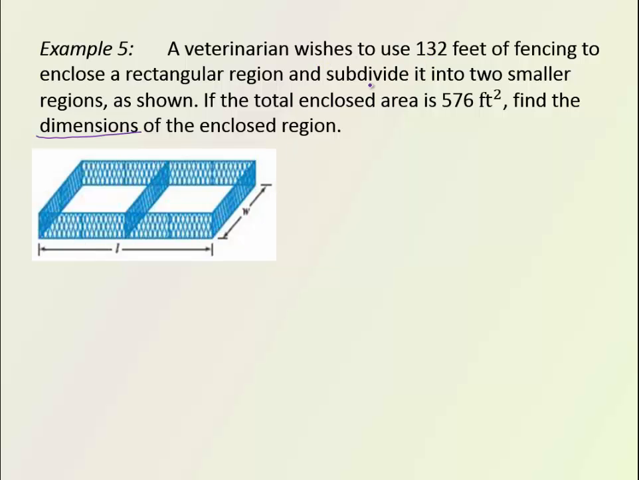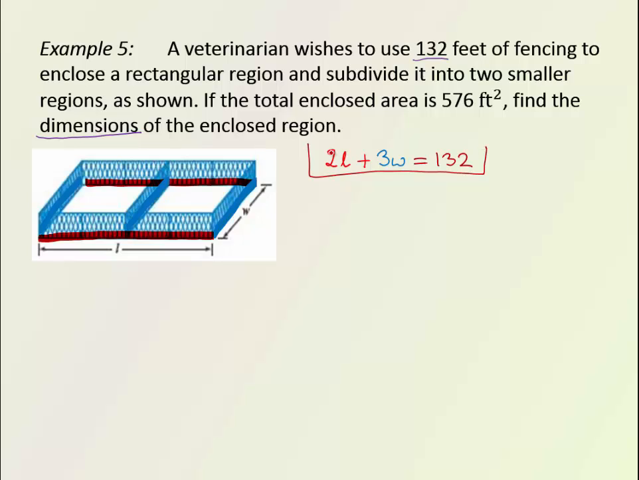Let's look through the information that we do have. We have 132 feet of fencing that was used to build this rectangular region with subdivision. So what is the perimeter? What is the total length of fencing needed for this shape? Well, we took twice the length, here and there. So the equation for perimeter is 2 length plus 3 times the width, plus this width and that width. So we have 3 times width. And this is the whole perimeter, so it's equal to 132. We have one equation that relates L with W.